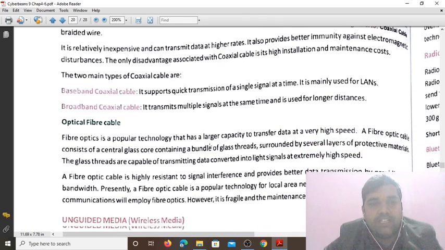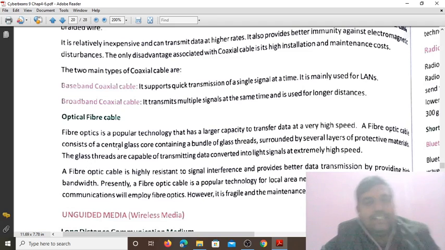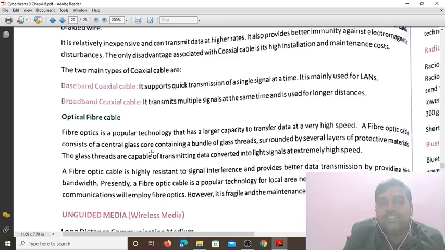Next is the optical fiber cable, which is the best cable. Optical fiber is a popular technology and has a large capacity to transfer data at a very high speed. Fiber optical cable consists of a central glass core. Here the signals travel in the form of light, and as you know the speed of light is very high. Nothing in the world is faster than light. So light has the highest speed.